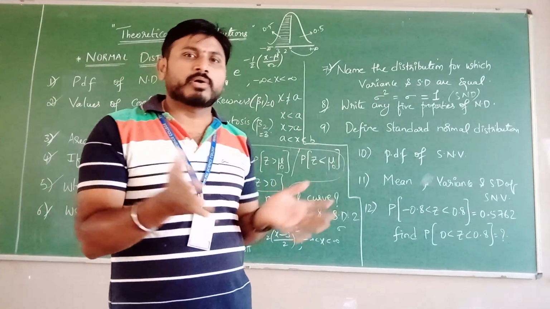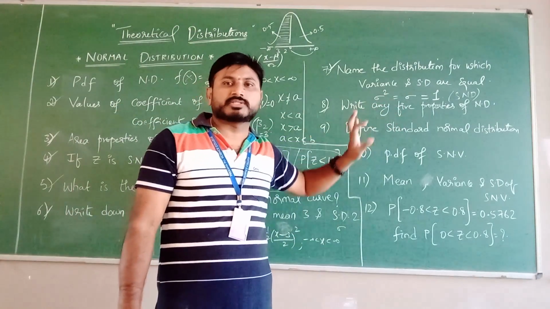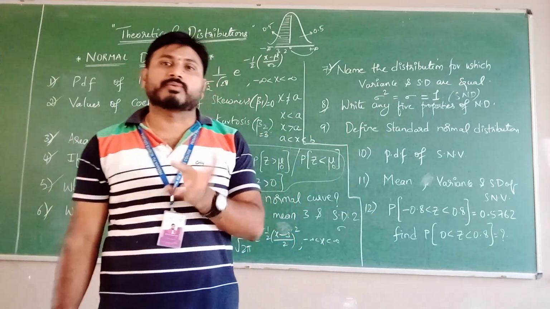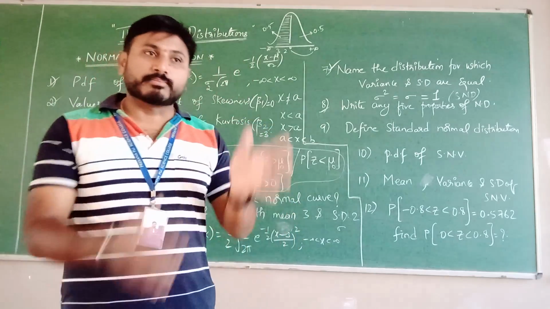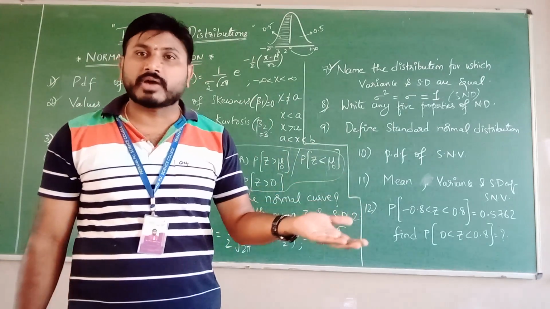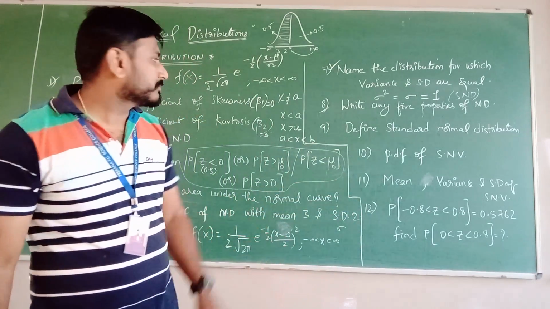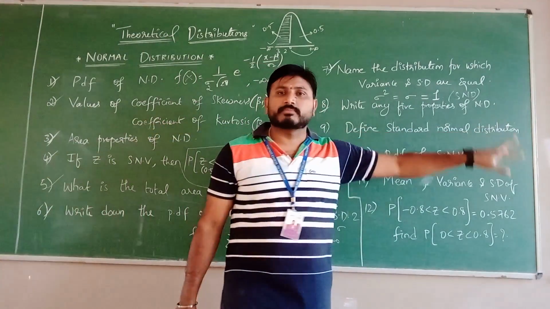So out of all these properties, choose the best 5 properties of normal distribution, which are most frequently asked for 5 marks generally. If not for 5 marks, from those properties only, many 1 mark, 2 mark questions also there is a possibility of asking. Clear, guys? Next, define standard normal distribution.